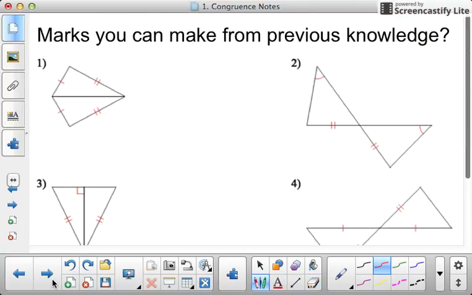Now in these final problems, I want you to pause and see if you can figure out if any of these are congruent.